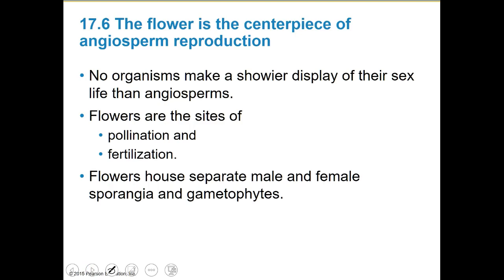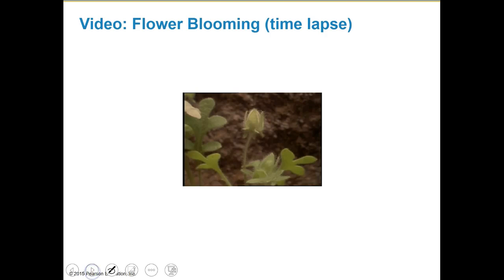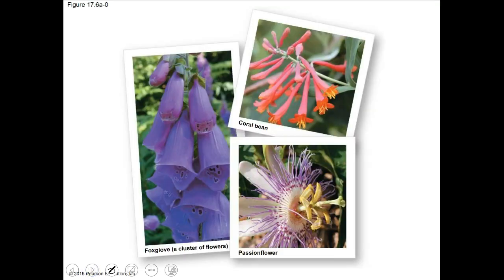No organism makes a showier display of their sex life than angiosperms. Flowers are the sites of both pollination and fertilization. All the reproductive stuff for gametophytes and forming a zygote that happened within the cone before is going to happen at the flower here. Flowers house separate male and female sporangia and gametophytes, so our whole male and female plants will be housed within these. We'll look at pictures. There are some good examples. Passion flower is my favorite. It looks like a little alien flower.